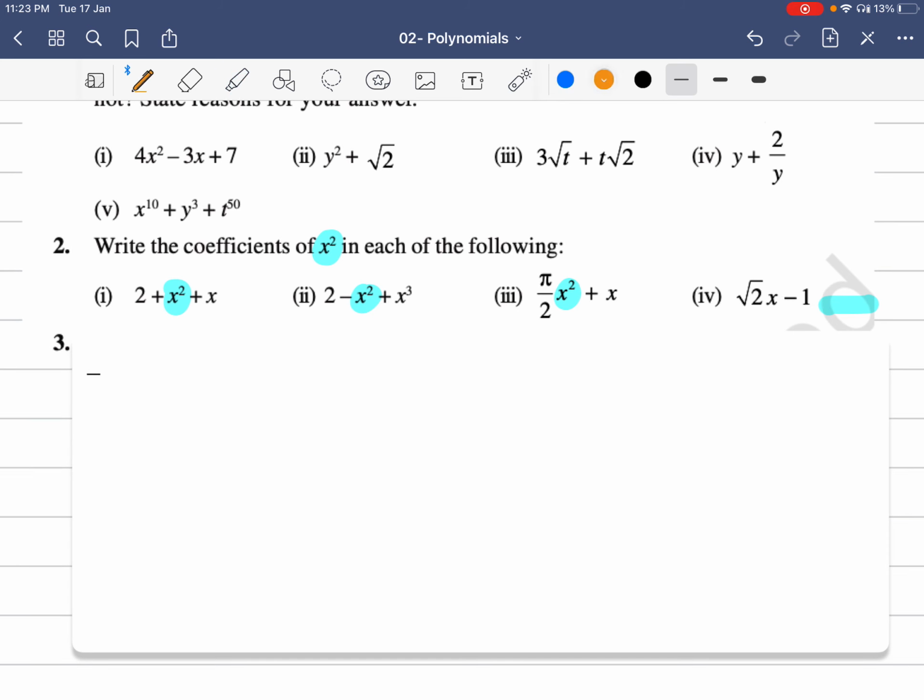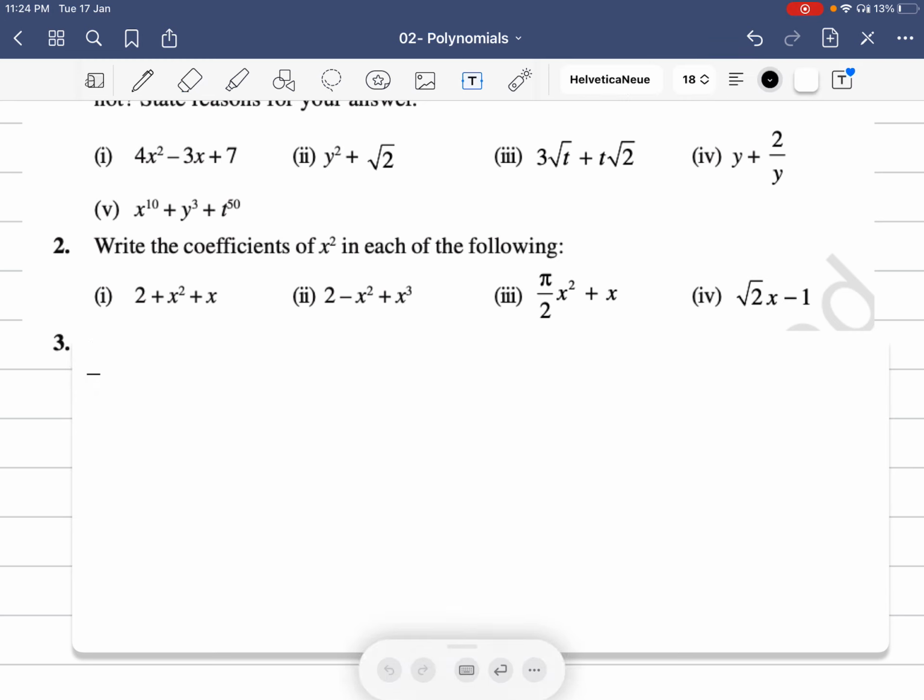We have to write the coefficient. Coefficient is nothing but the constant that is attached to the variable. So in this case, the coefficient is 1. In this case, the coefficient is -1. In this case, the coefficient is pi by 2. And in this case, there is no x square, so the coefficient is 0. So these are the 4 coefficients of x square in each of the following terms. Quite simple and straightforward question. So just clearing it up.